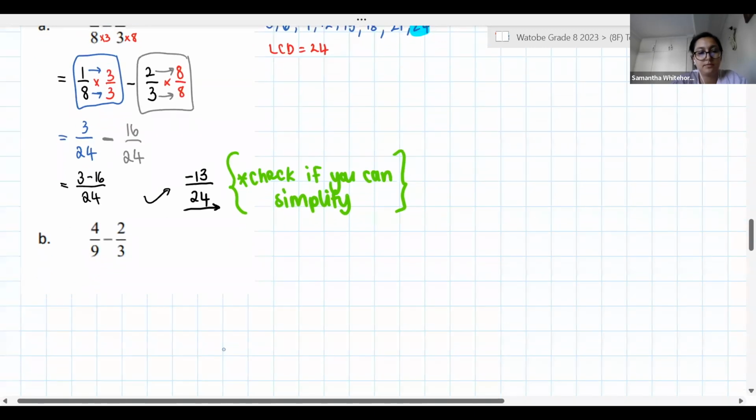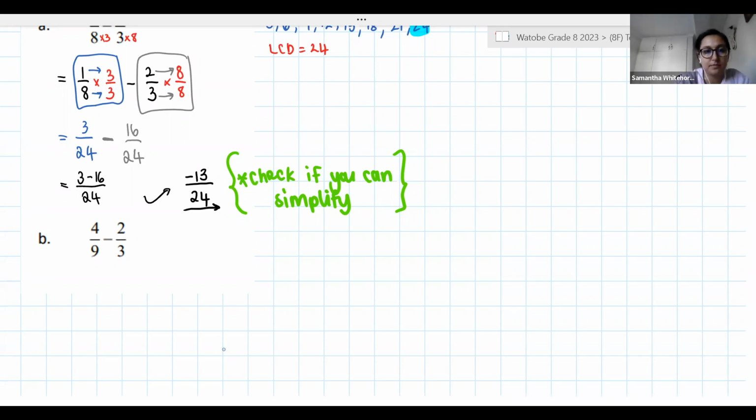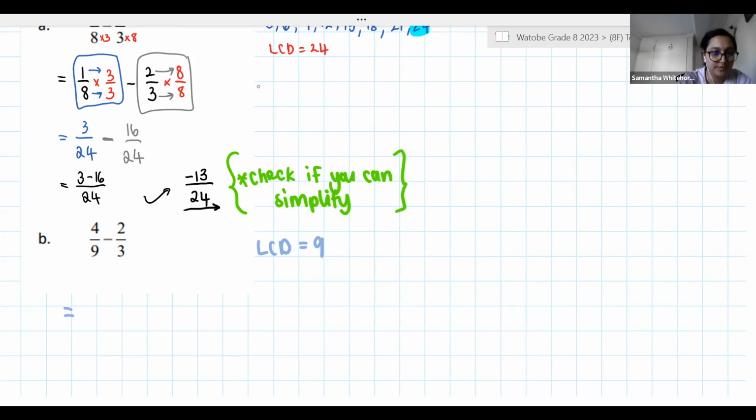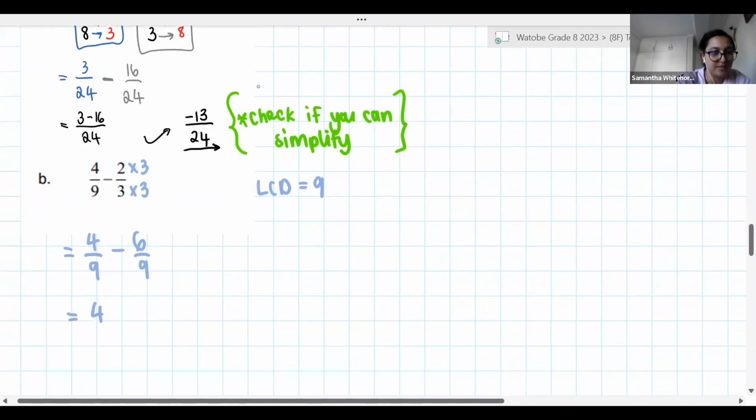Yeah, in number B, we said 4/9 minus 2/3. And then we'll find our LCD, and our LCD is 9. Good. And then we're going to multiply them. We're going to multiply one to both. And then we say 1 times 4 is 4, and 1 times 9 is 9. And then we say 3 times 3 is 9. Good. 2 times 3 is 6. Good. Then we are going to minus 6. 4 minus 6 over 9 is equal to 2/4. That is our final answer.